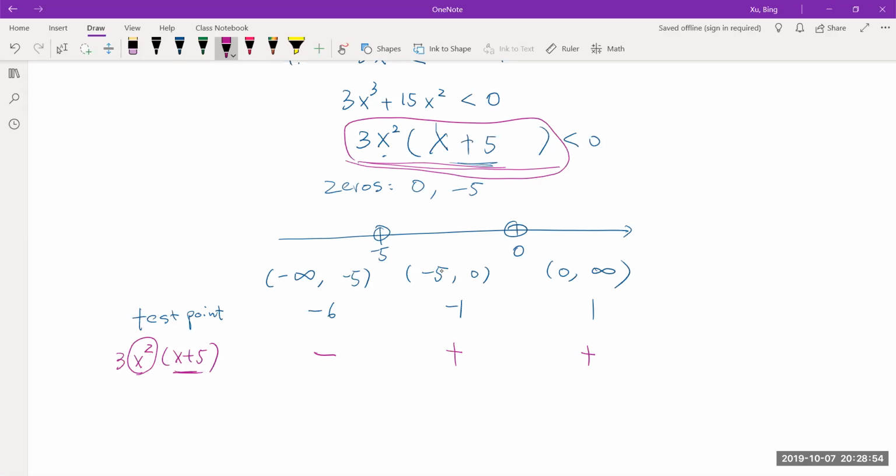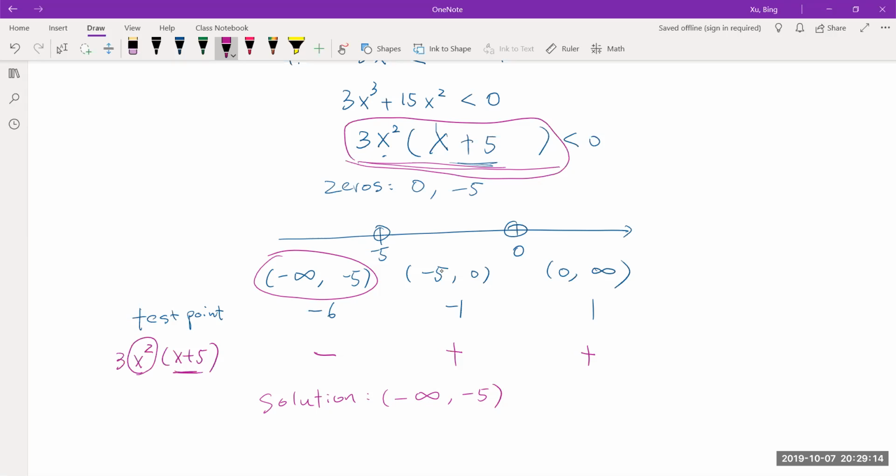Which interval is making the 3x squared times x plus 5 negative? Negative infinity to negative 5. Very good. So this is the solution. The solution is negative infinity to negative 5. That's the answer.